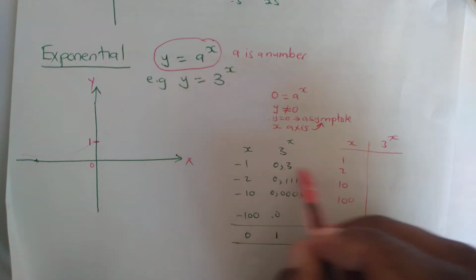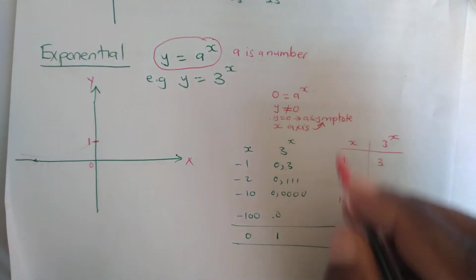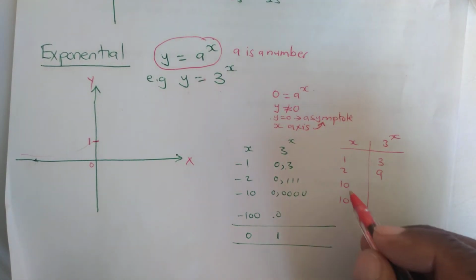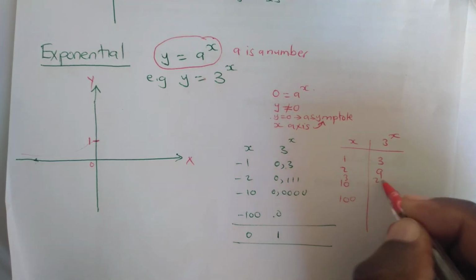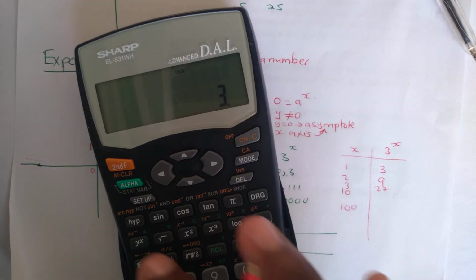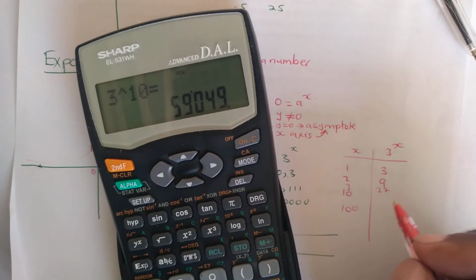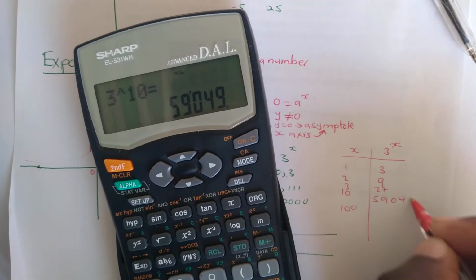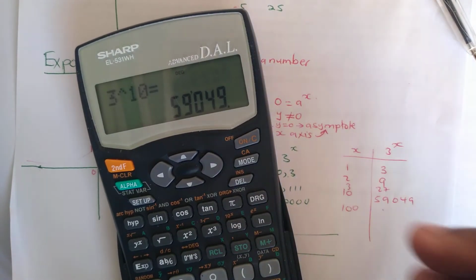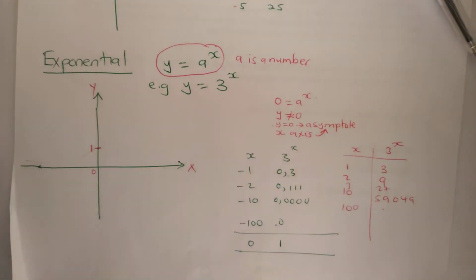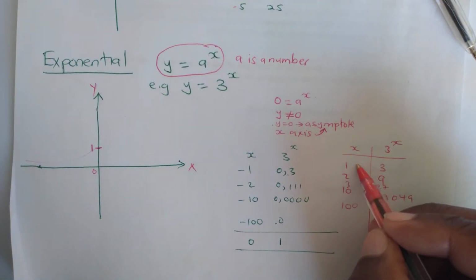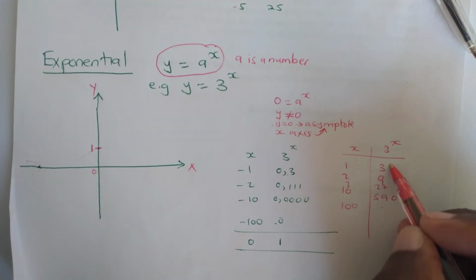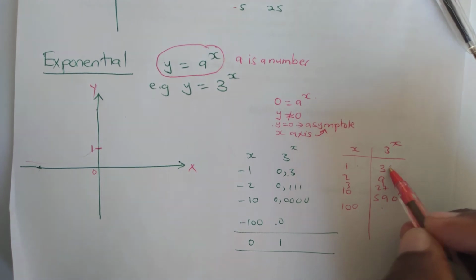If x is 1, I'll get a 3. If x is 2, I'm getting a 9. If x is 3, I'll get a 27. If x is 10, 3 to the power 10, I'm getting 59,049. And this is even greater. So for each stepwise increase in x, there is no stepwise increase in y. The increase is very large.